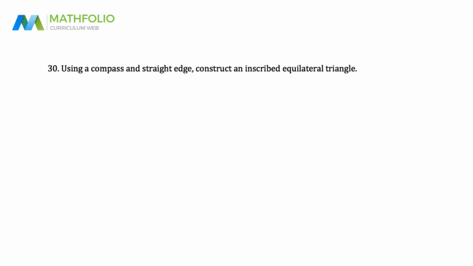All right, number 30. So it says use a compass and straight edge to construct an inscribed equilateral triangle. So I'm going to try and show this without the live view of me using a compass. For extra help, look at the constructions videos I've made for inscribed shapes and for bisections or copying angles, all of that other stuff. But I'm going to try and demonstrate it, hopefully not too badly, right here.